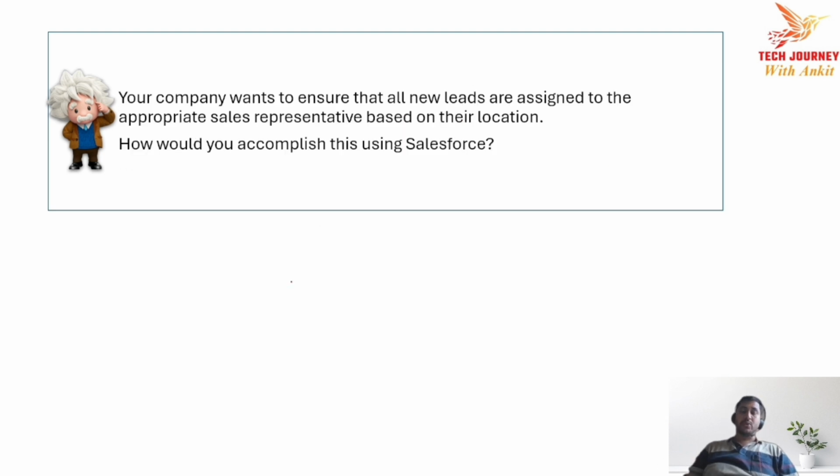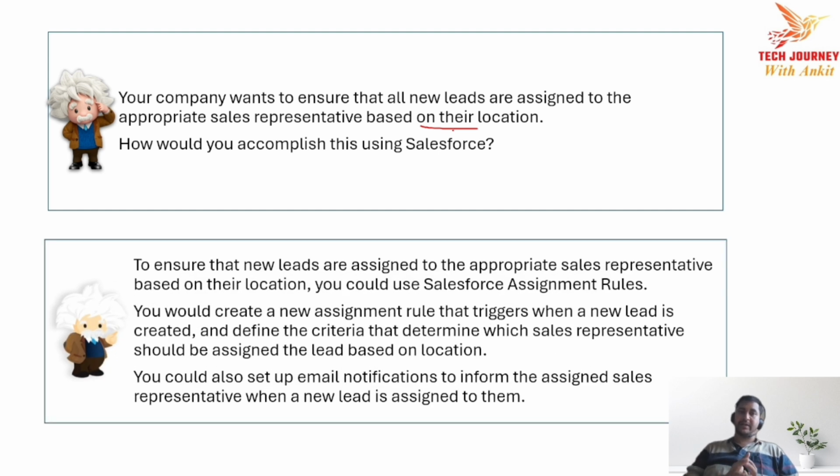Next question. Your company wants to ensure that all the new leads are assigned to the appropriate sales representative based on their location. So the business is looking for an automation here where, based on the location of the sales representatives, the leads should be automatically assigned to them. How can you achieve it out of the box without writing any logic? The answer to this here is by using the assignment rule.